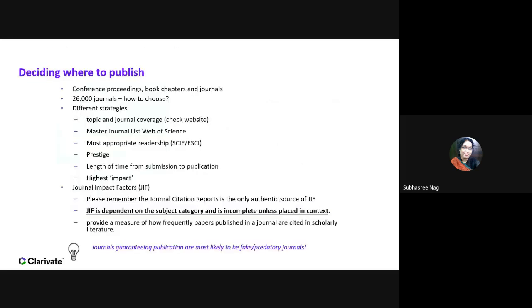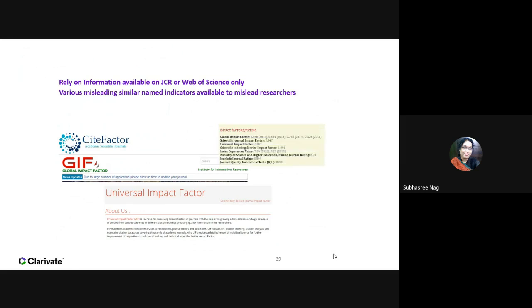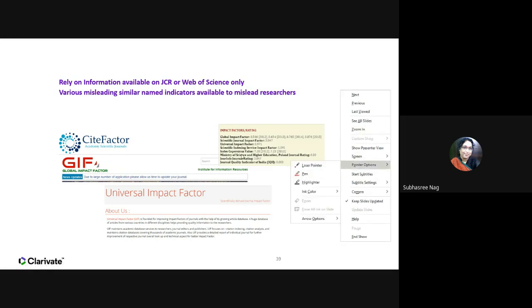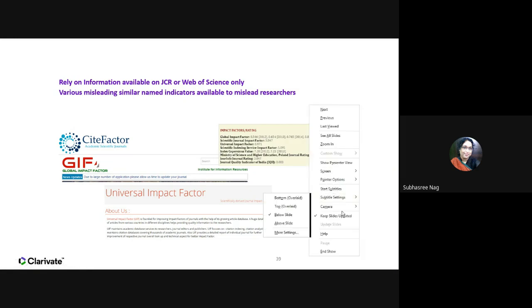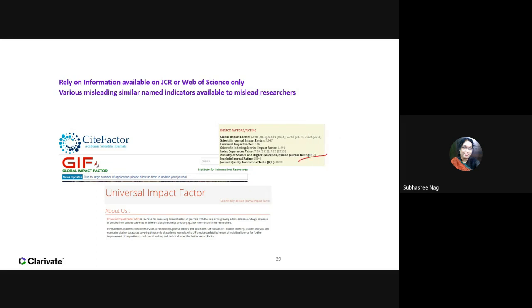How to choose the right journal? Decide where to publish. This is something very important. Do not look at these kinds of global impact factor, universal impact factor, and especially some journals. Please remember Index Copernicus or saying that this journal is there on Google Scholar. These are hallmarks of what we call predatory journals. Okay, so do not use them.